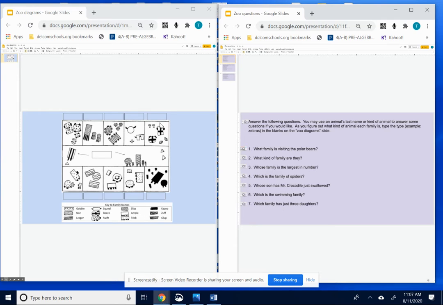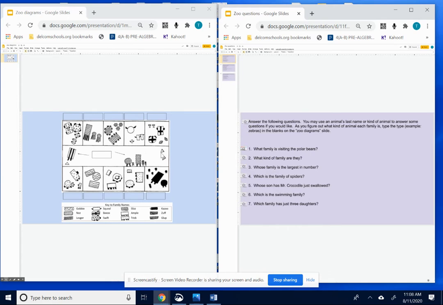So your goal, again, is to type in the type of animal on the blue screen of each type of animal and answer the questions on the purple screens. Let's just do some together to get you a start. Number 1, which family is visiting the polar bears? Think of it this way. If you're visiting in a zoo, you're not caged up. Does that make sense?